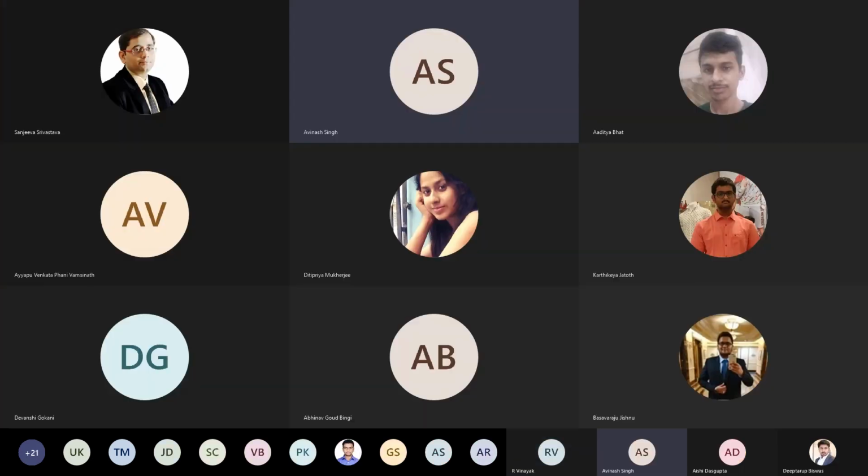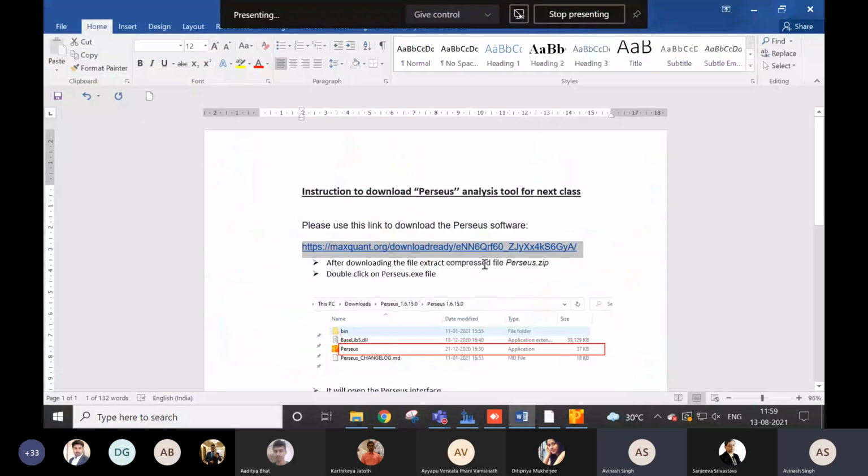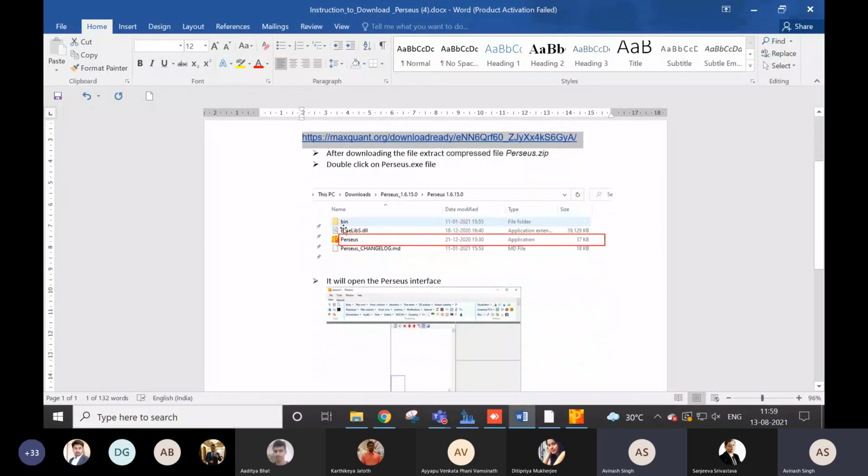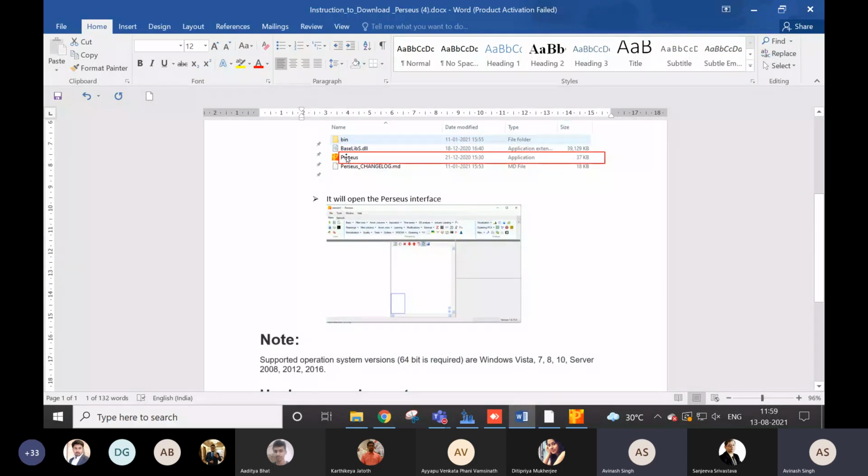Okay. Thank you, sir. So I'm sharing my screen. Hello. I've shared the link for you all to download. So I hope you all have downloaded it. After downloading, you can just unzip that file, and you will find an icon of Perseus, and after clicking that icon, you can go to the interface.